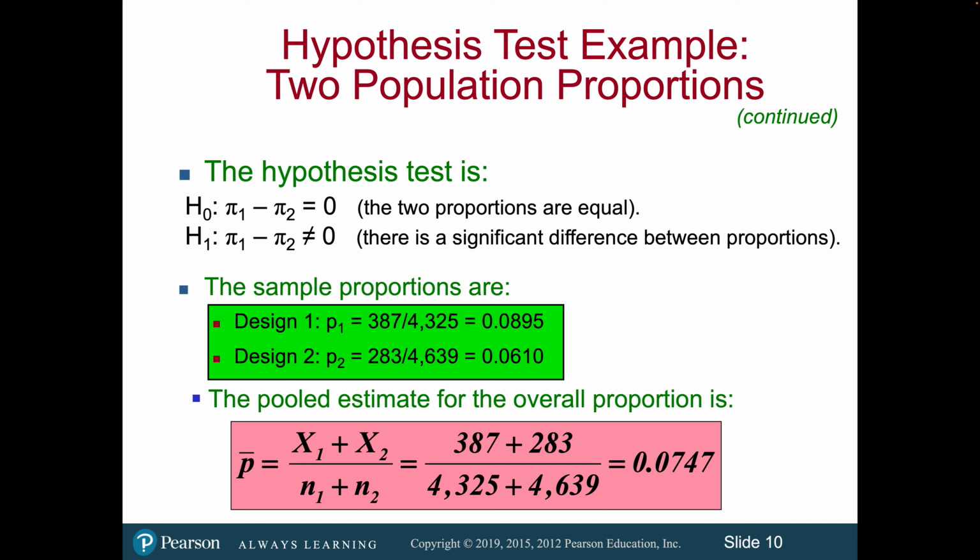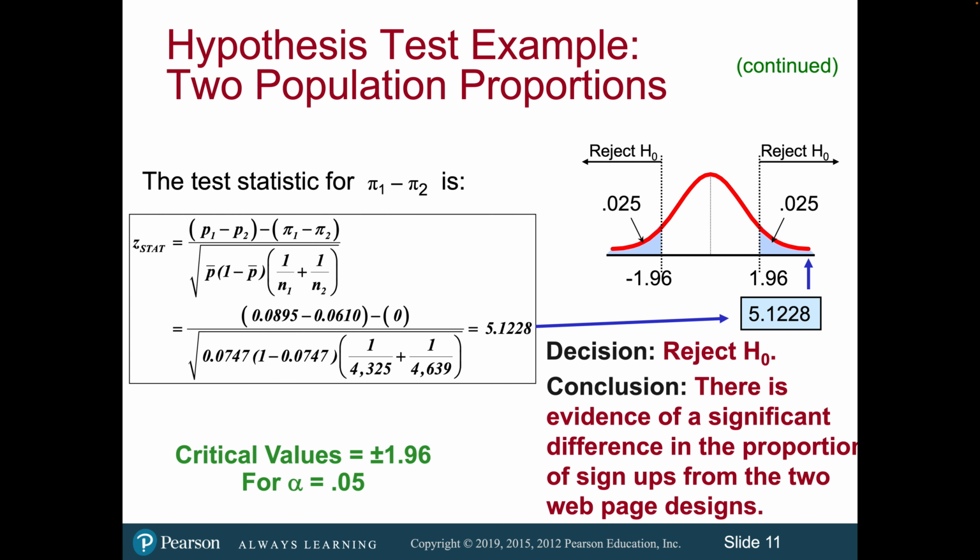Now, if we're only concerned about the sample proportions, then we're done. But if we want to use the process to generalize about the two designs, which one is better than the other, or if there's any difference, then we have to use inference procedures, hypothesis testing, and confidence intervals. So the pooled estimate, pretty easy to calculate, just x1 plus x2 over n1 plus n2, about 7.5%.